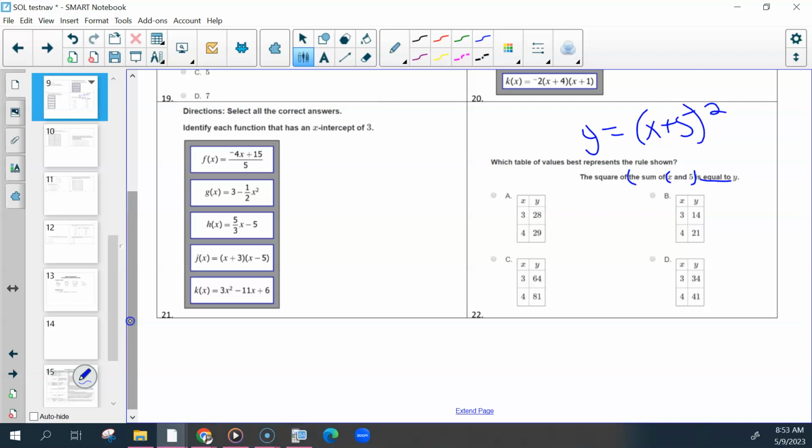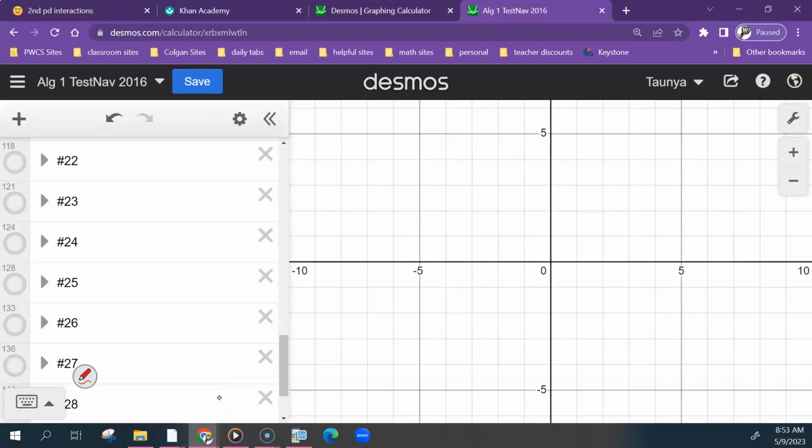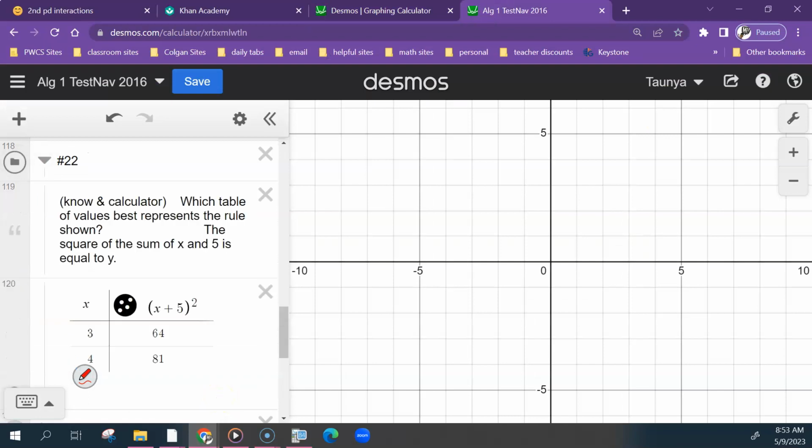And then you could do one of two things. Either start putting in 3 and 4 and see which one matches, or put that into Desmos, find the table, put in 3 and 4 and see what the values are. If I put in the equation, I don't need the y equals. I added the table, so in the gear wheel, this was an equation, and a table popped up next to it. I put in 3 and 4, I get 64 and 81. So C, what was that answer?